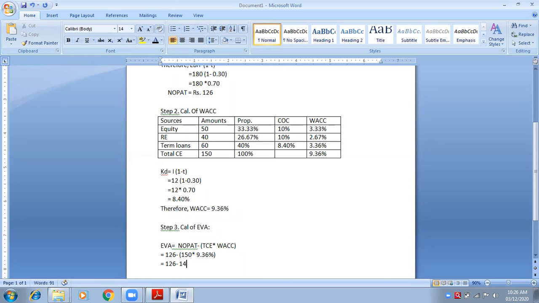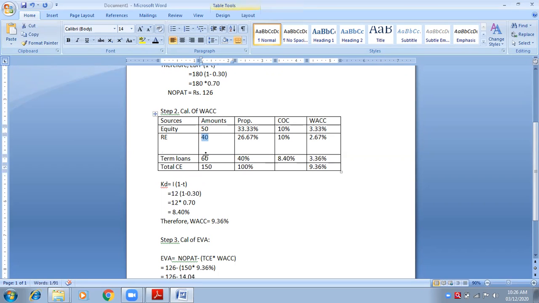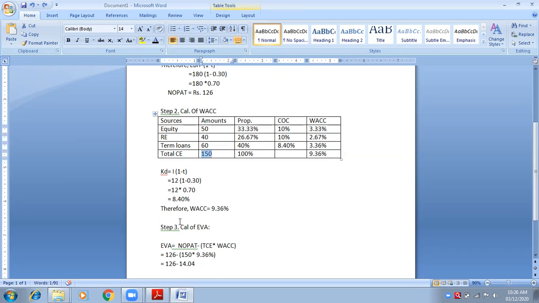14.04. No, 150 is in rupees. If it is 150 rupees and you are calculating 9.36%, the answer will be in rupees only. To convert it into rupees, we are solving this bracket. Otherwise WACC is available in the form of percentage only.